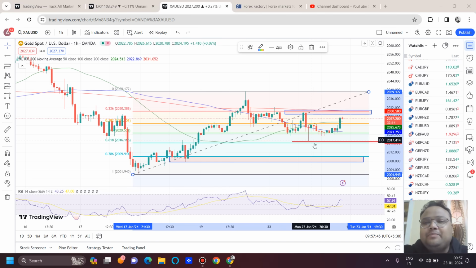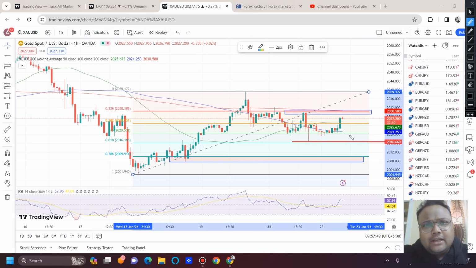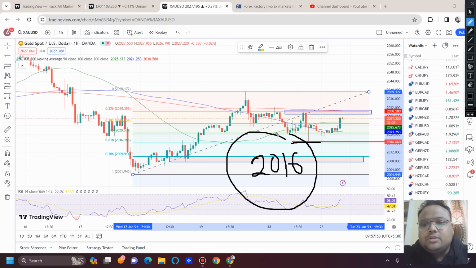And these are the two levels where you can look for a buy. And if you see that the market is going down with heavy selling pressure, you can also look for a sell below this area as well. Below 2016 you can look for a good sell as well, if you see the market is going down with heavy selling pressure. So volatility is very, very important.